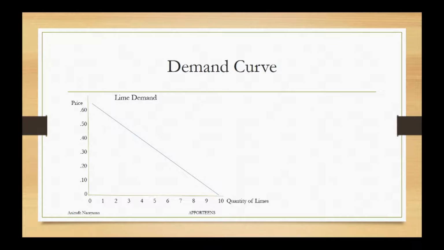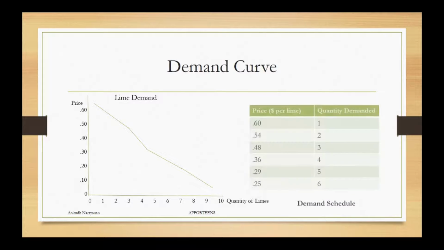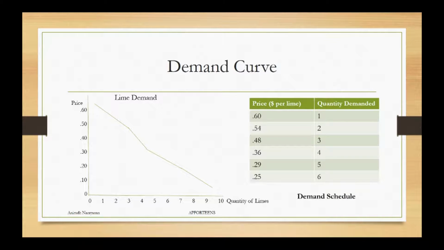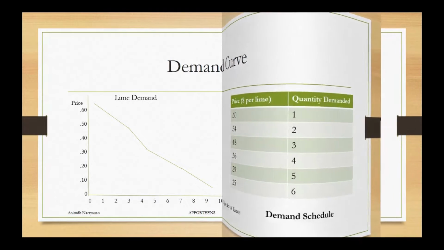You can clearly see the relationship between a decreasing price and an increase in the quantity of limes bought by consumers. Now, the green line, which is the one that isn't as straight, is the actual demand curve, while the blue line is a more simplified version that makes it easier. We're going to focus mainly on the green line for this perspective because of the chart. Now, this is called a demand schedule, and you can see the comparison between the quantity demanded by consumers and the price of each lime. So you can see at 60 cents, one lime is demanded, at 54 cents, 2 limes are demanded, etc. You can see the clear relationship.